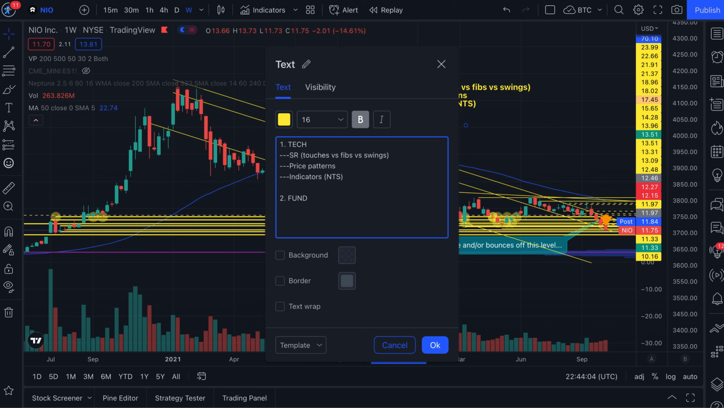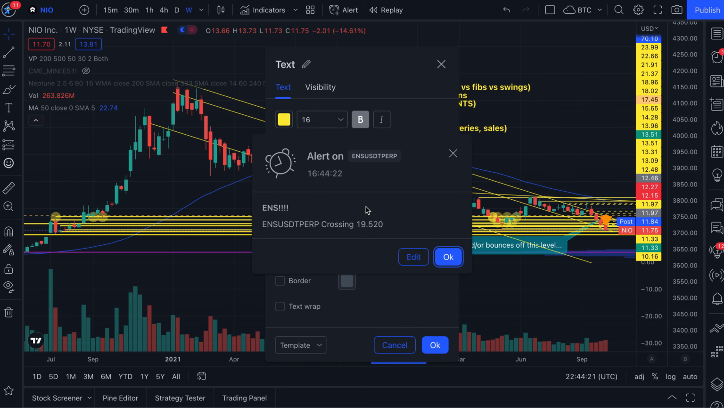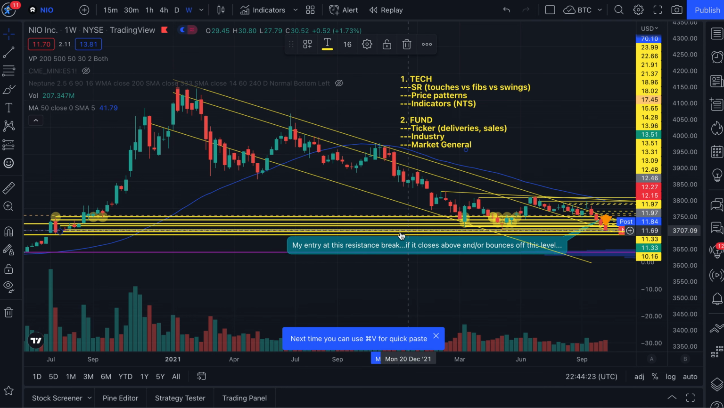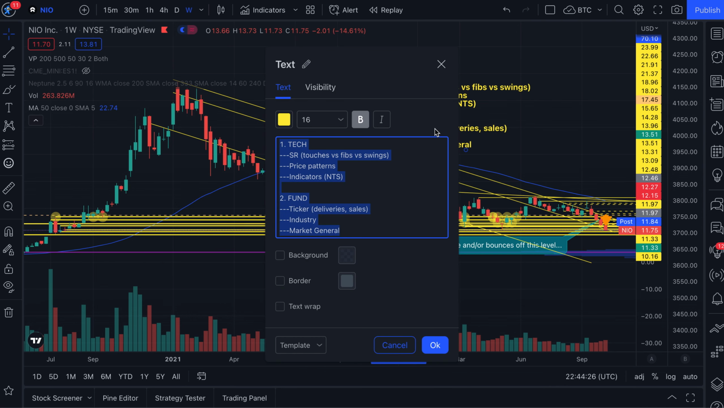And then as for fundamentals, we looked for ticker-specific news, which in this case for NIO we had deliveries and sales. We look for industry-specific, and we look for market general. So there's ENS messing around.